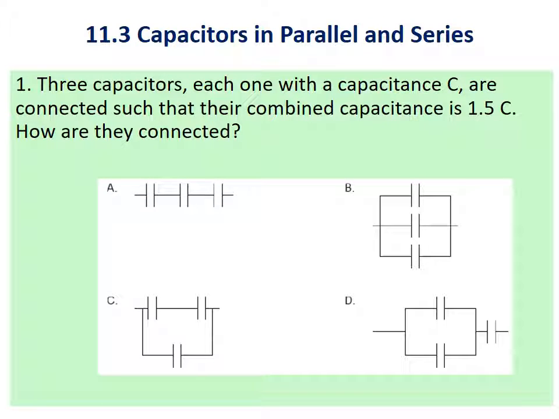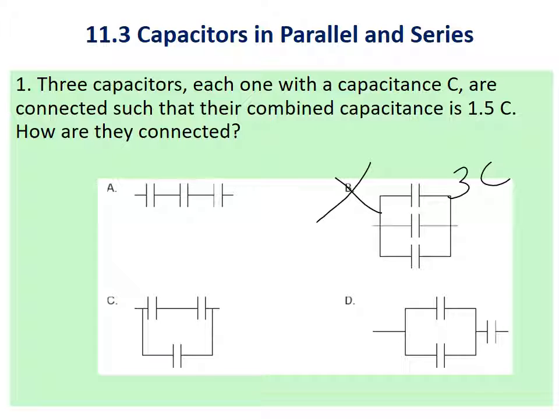Practice number 1. Three capacitors, each with a capacitance of C, are connected such that their total combined capacitance is 1.5 times C. How are they connected? If they were connected in parallel, for choice B, I would sum these, so this would give me 3 times C, so I know it's not B.